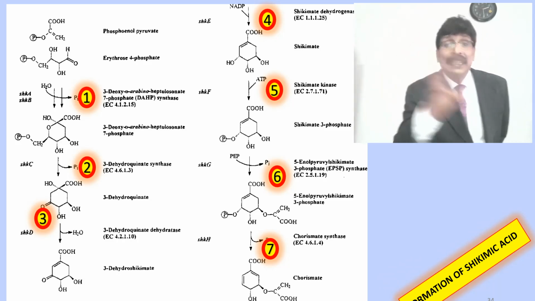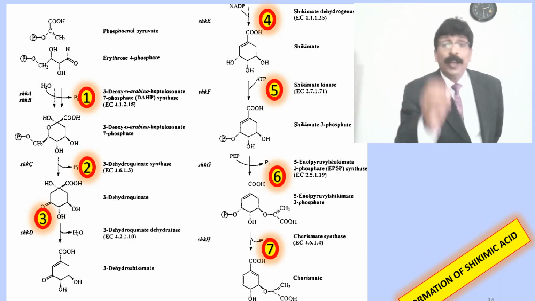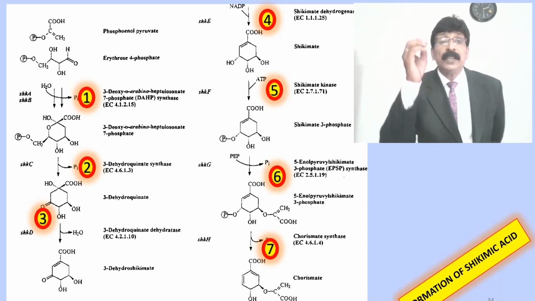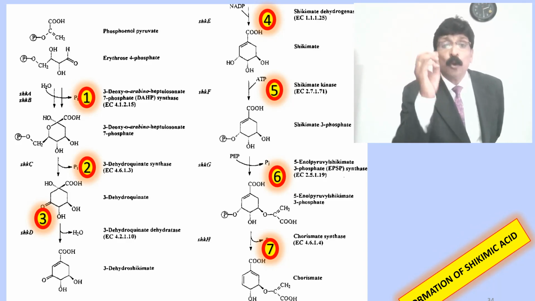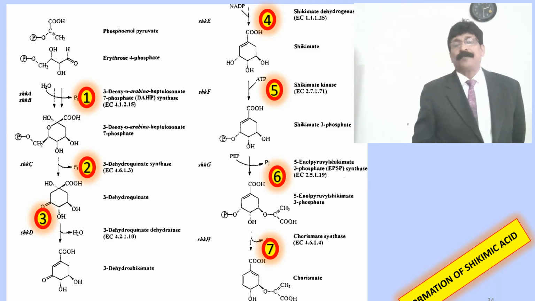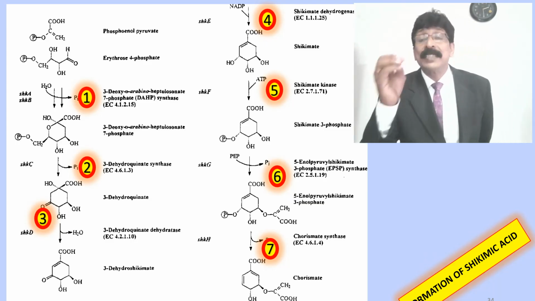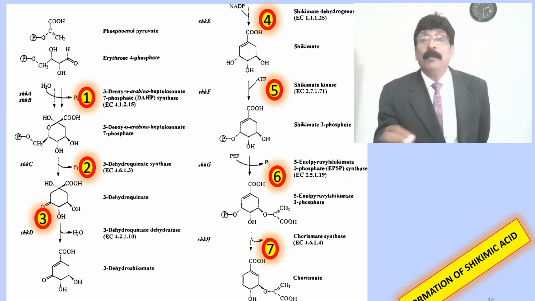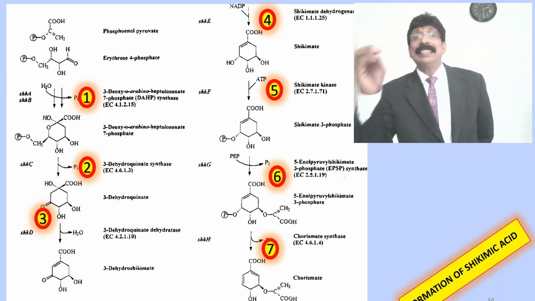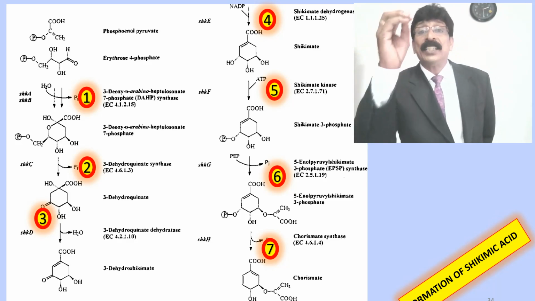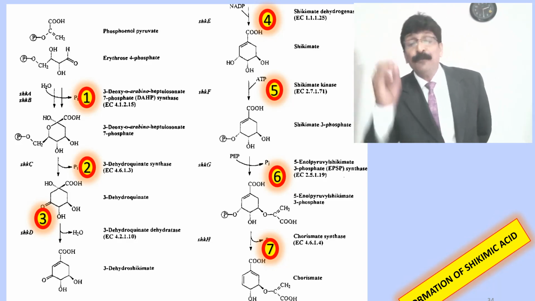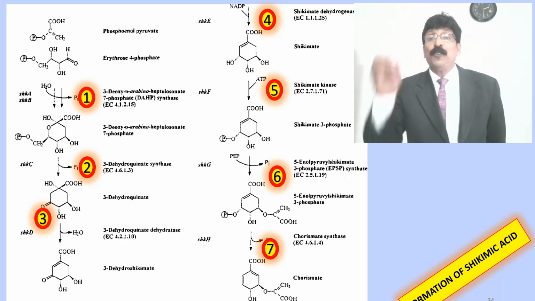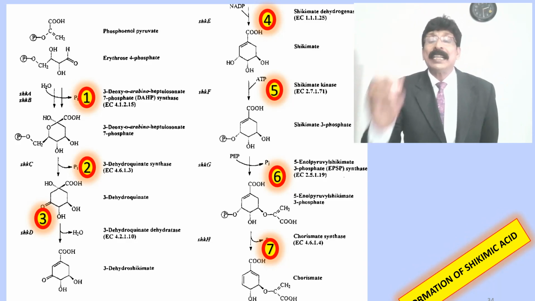3-dehydroquinate synthetase. And 3-dehydroquinate is converted into 3-dehydroshikimate by means of the third enzyme, 3-dehydroquinate dehydratase. And the fourth enzyme, shikimate dehydrogenase, converts the 3-dehydroshikimate to shikimate, that is shikimic acid, with 3-OH group and COOH. And the fifth enzyme, shikimate kinase, is responsible for converting shikimate to shikimate 3-phosphate.